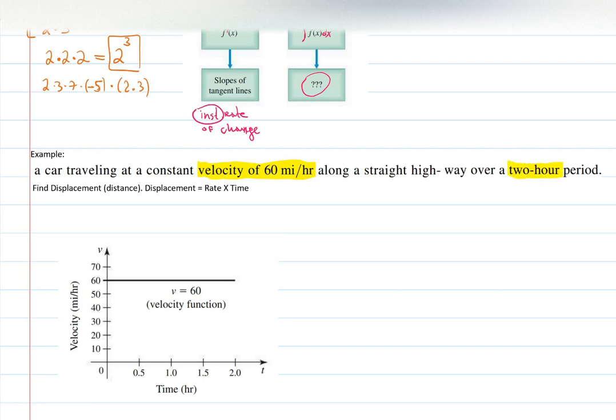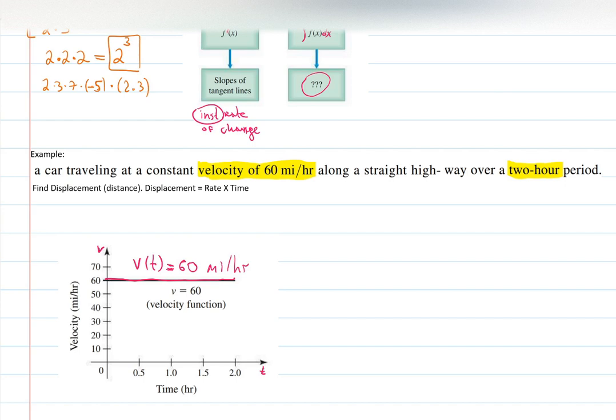So how far do I go? You can answer this question right now, but for now I just show you the graph. The graph is a constant function, right? This is a function of velocity, v, with respect to time t, and we'll call it v of t equals 60. It's written below the line. Velocity function, it's a constant function, and actually it has miles per hour units.